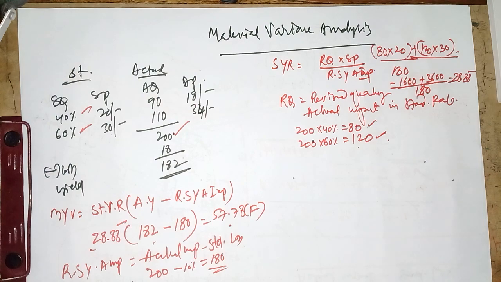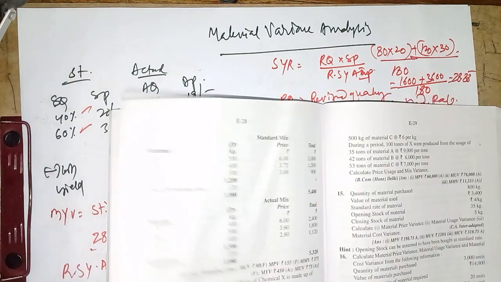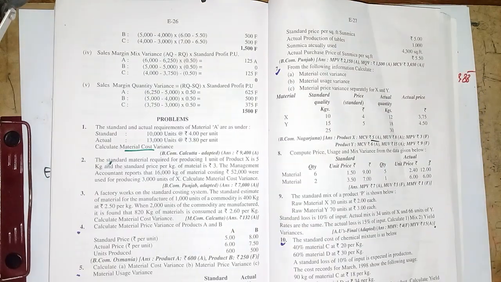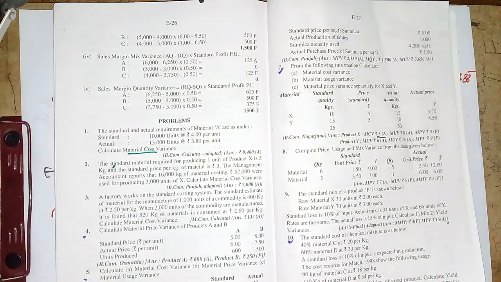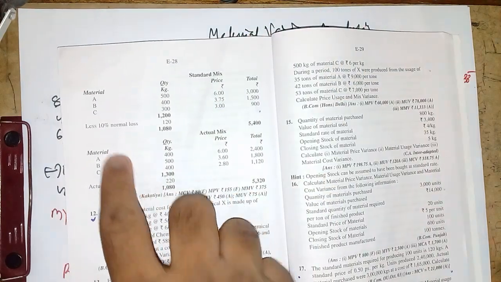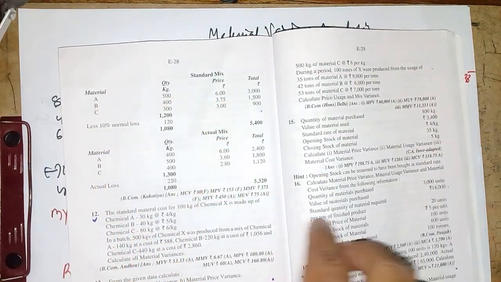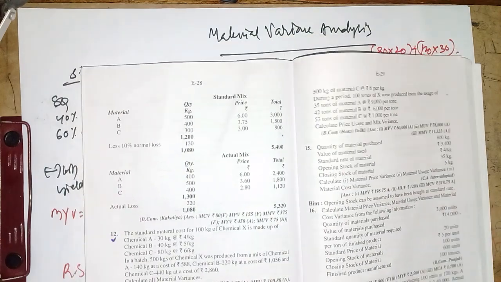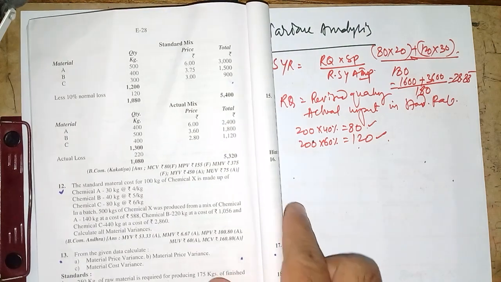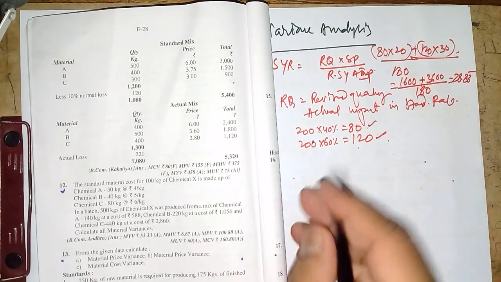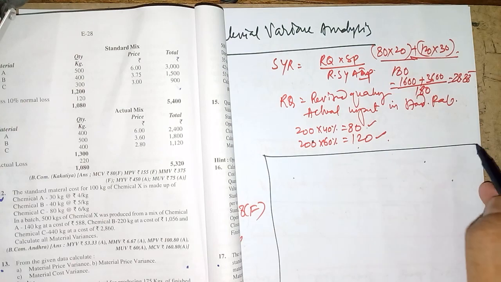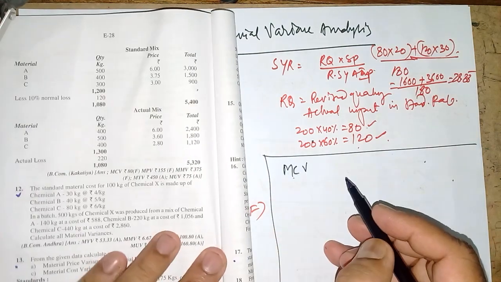I will take one more question. This seems to be a very big question, so we have to calculate material price, usage, mix, yield, and everything in this question. Now see this question. Directly he has given the table, right? So without wasting much time, we can simply proceed, directly starting here itself. If it is not sufficient, we will proceed to another page. I'll show you the shortcuts. First we'll calculate MCV, right?